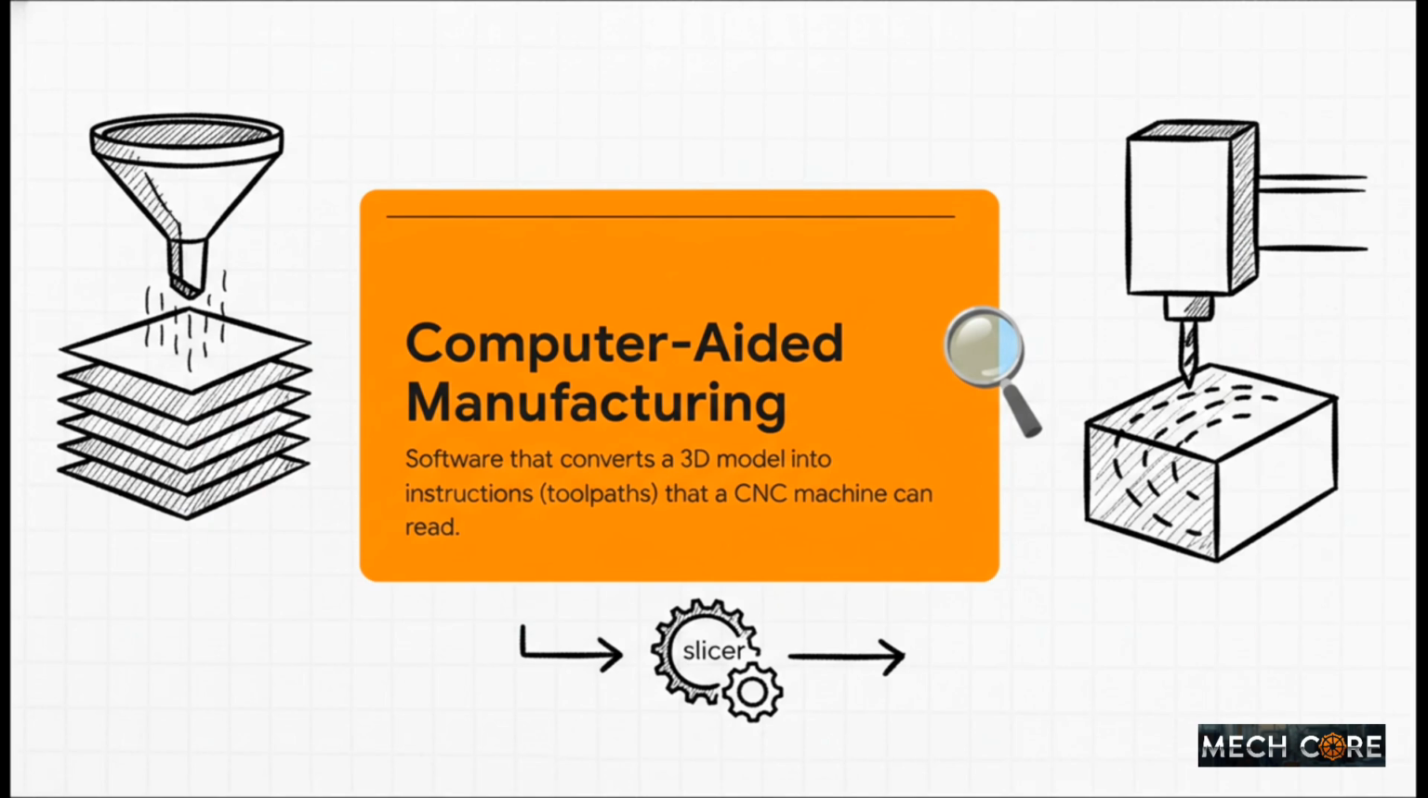A really great way to get your head around this is to think about 3D printing. You know how a slicer program takes your 3D model and slices it into all those little layers for the printer? Well, CAM software is basically the slicer for a CNC machine. It does the exact same job, but instead of adding material, it's creating instructions for taking material away.